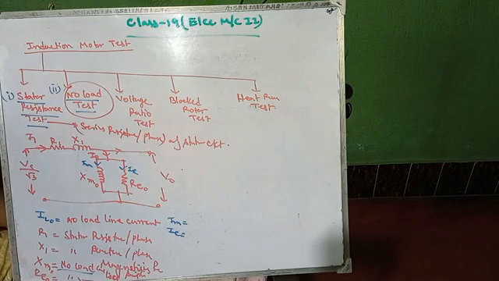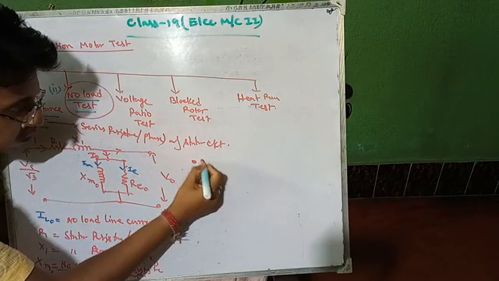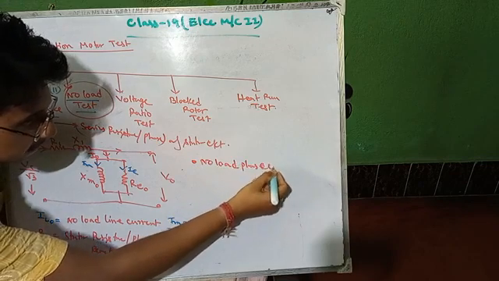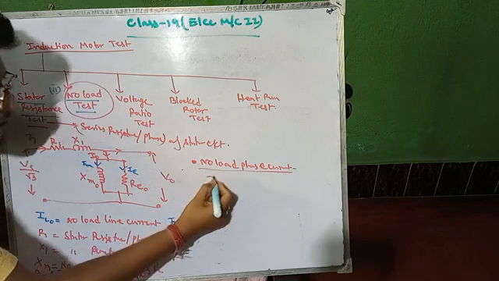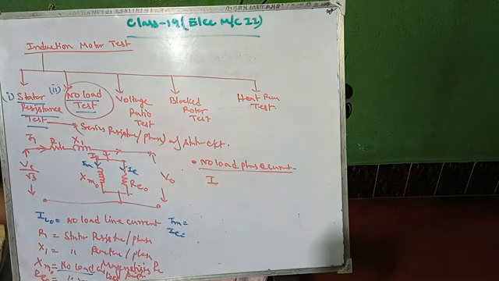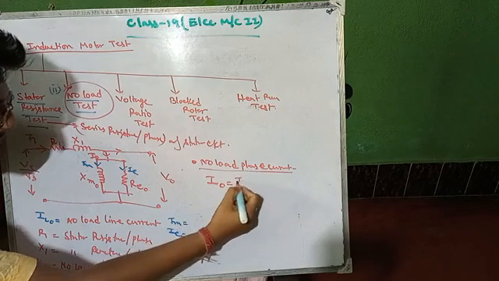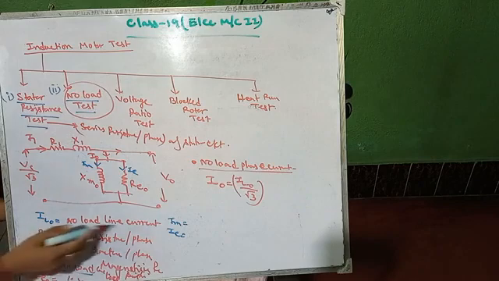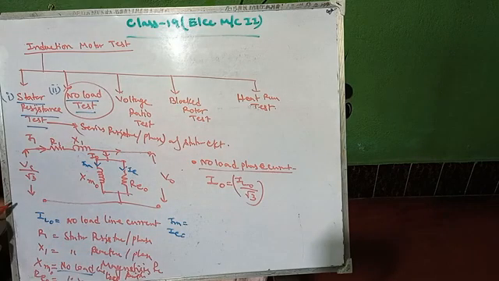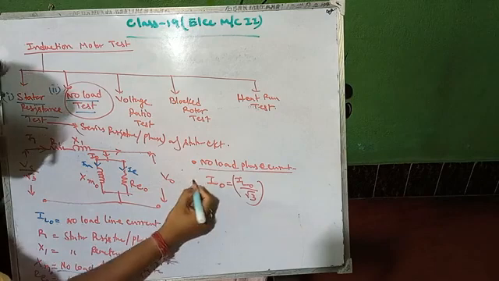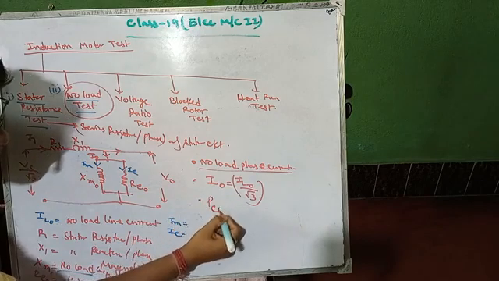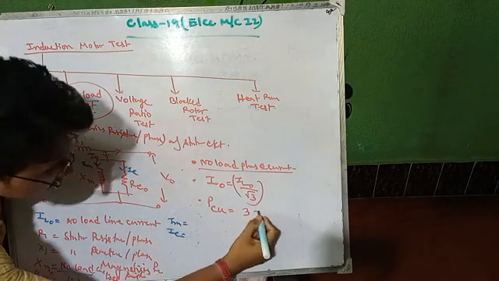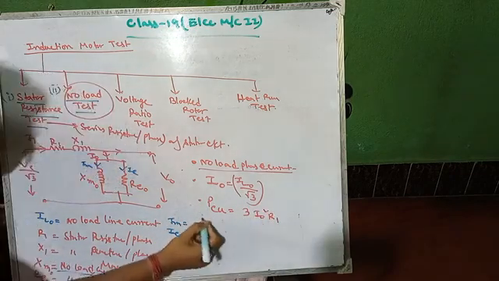Okay, so now write the no load phase current first, point to point. What is the no load phase current? No load phase current I naught equals IL naught by root 3, whatever the line current divided by root 3. Next one, stator copper loss. Stator copper loss PCU equals 3 I naught square into R1.